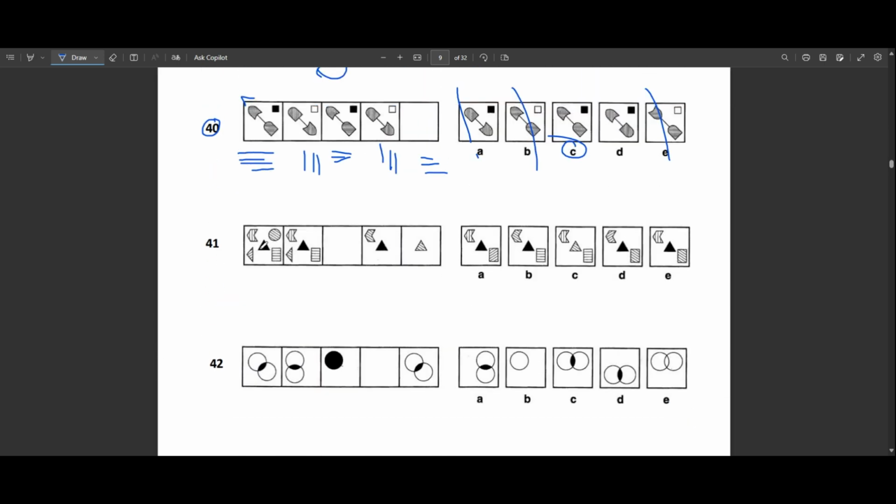Question 41. Each time you're losing one of these shapes on the outside. So it lost this, then it lost this, then we'd probably lose this triangle next. Actually, we did lose a triangle, sorry. That means this one, we should only have these 2 shapes here. Or, from looking at the options, it looks like we're only going to have these 2 shapes. Can't be C, triangle is black. Can't be D or E because the shading is wrong on this.